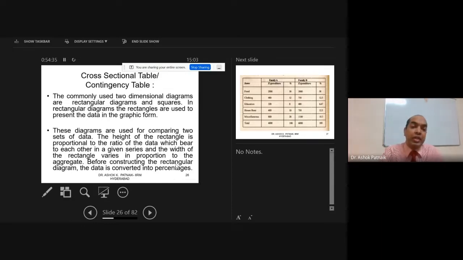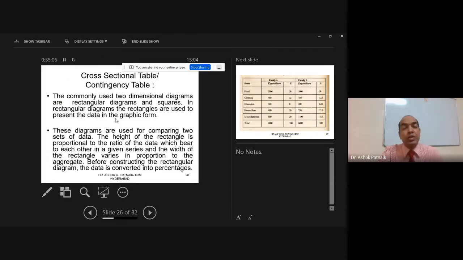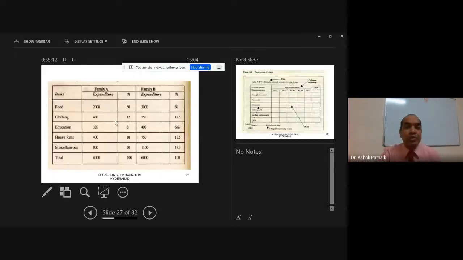Generally they look like a rectangular shape, like here. On one side you have the variables like food, clothing, education, house rent, miscellaneous expenditures. So he's talking about expenditures, and here he has taken 2 families, family A and family B. The amount they have spent can be in terms of money or in terms of percentage. This is called a 2-dimensional table or 2-dimensional cross-sectional table; some people call it a contingency table, and some call it a cross 2-dimensional diagram. This is how you can also represent the data.